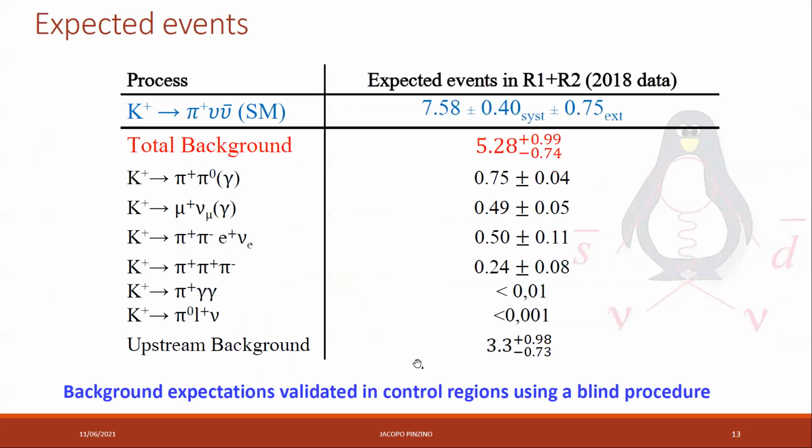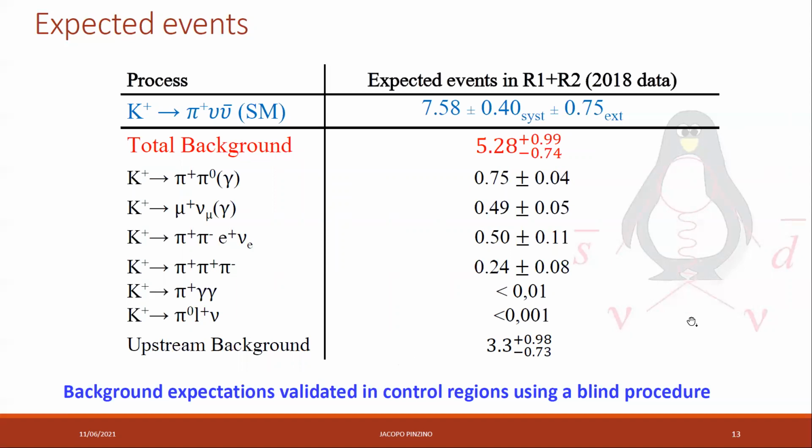You can see here the expectation of events of K plus to pi plus neutrino neutrino for the 2018 sample: 7.58. The total expected background is 5.28 events. As you can see, the biggest background is due to the upstream background, 3.3.